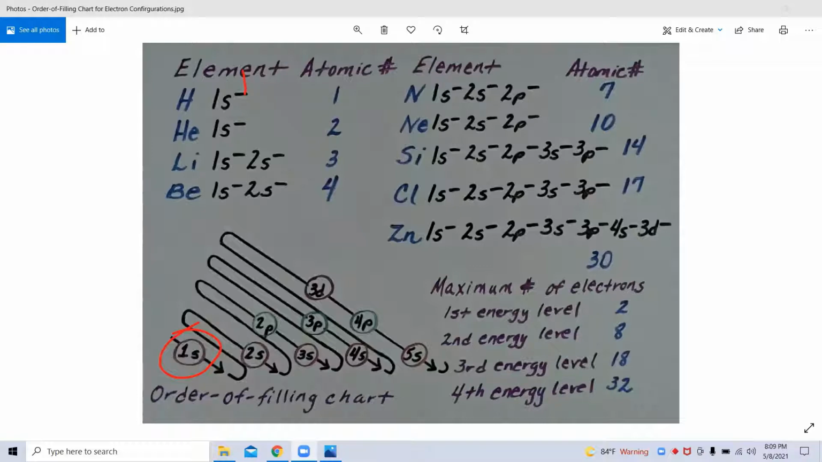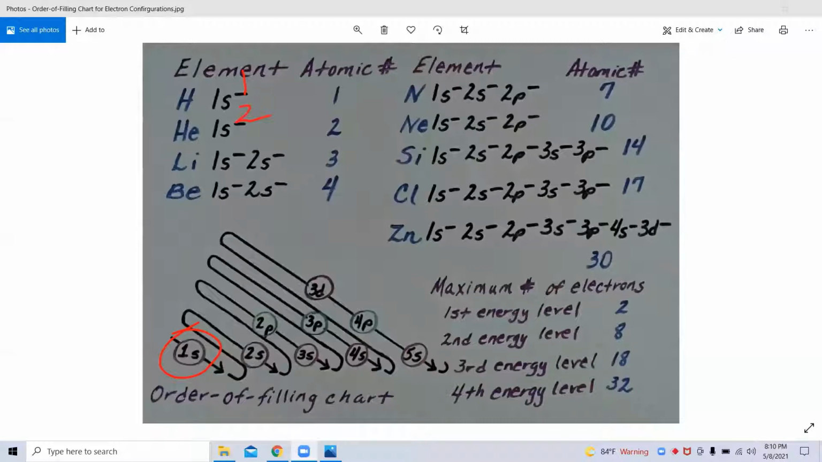As you can see there. So let's move on to the next element. That element is helium that has an atomic number of 2. We will use the 1s orbital, as I've already circled there. Since helium has 2 electrons, then the configuration is 1s2. And the maximum number of electrons in the first energy level is 2, as you can see in that chart I have there, showing the maximum number of electrons for each energy level.